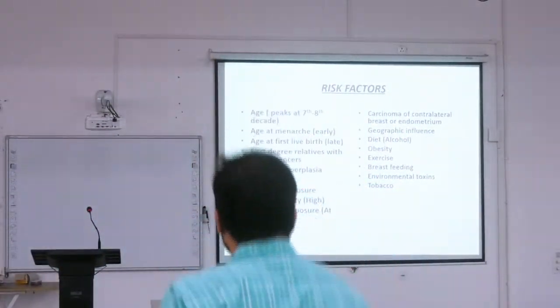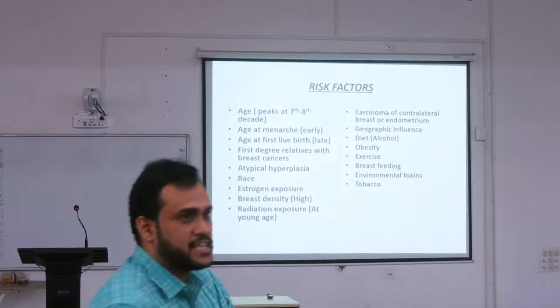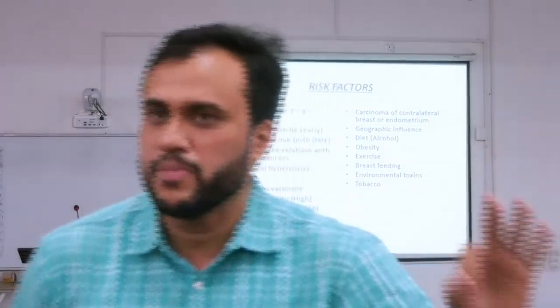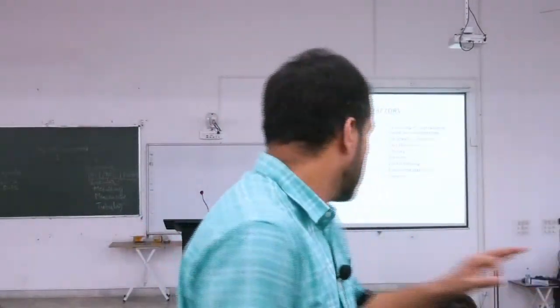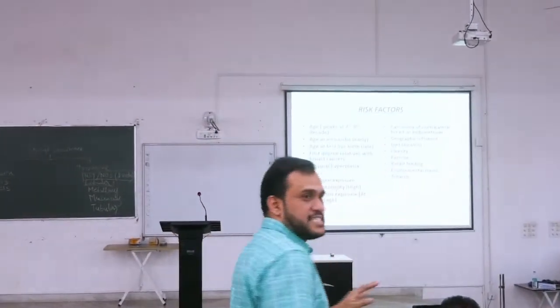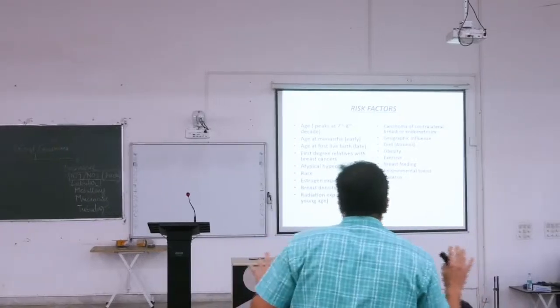Then first degree relatives with breast cancers, there is a genetic correlation to it, and I'm going to come to that later because I'll be talking about the BRCA1, BRCA2 genes. Okay, so first degree relatives means mother, sister, daughter. That is the first degree relatives.